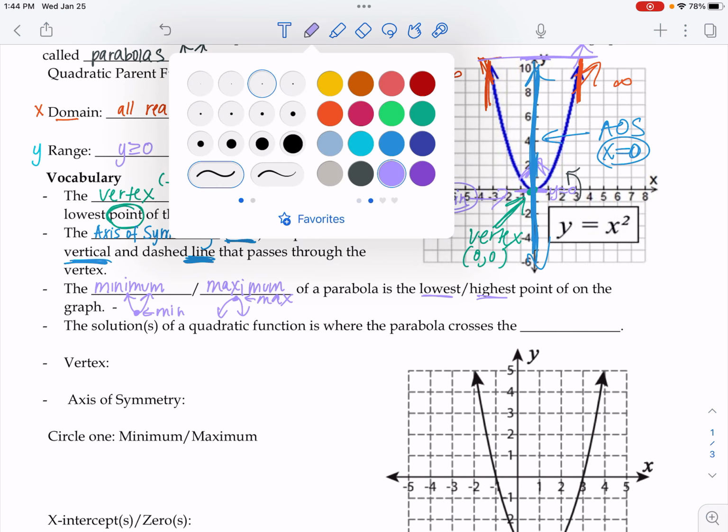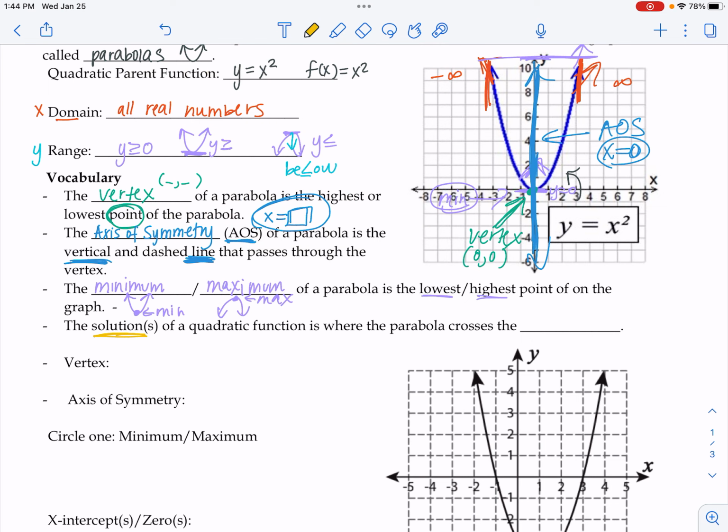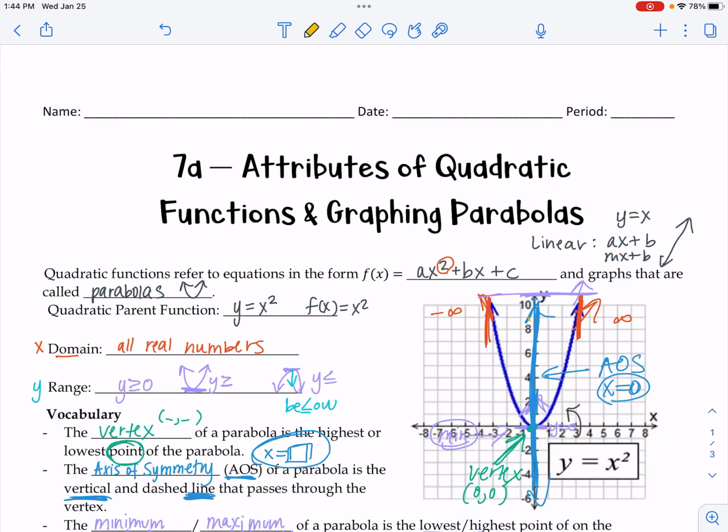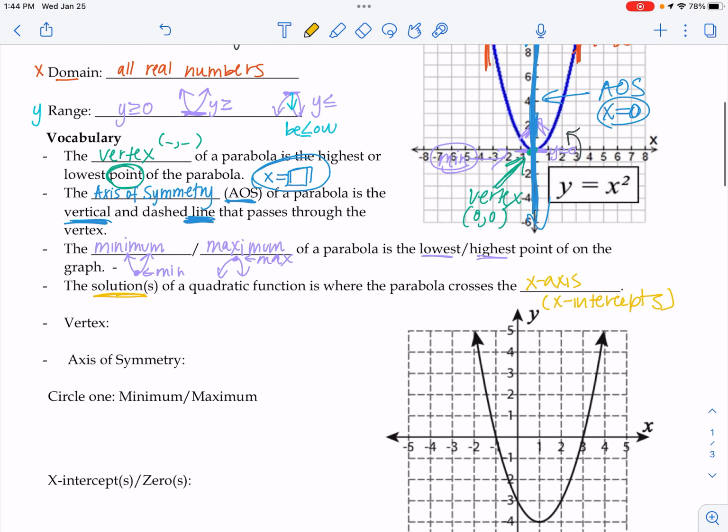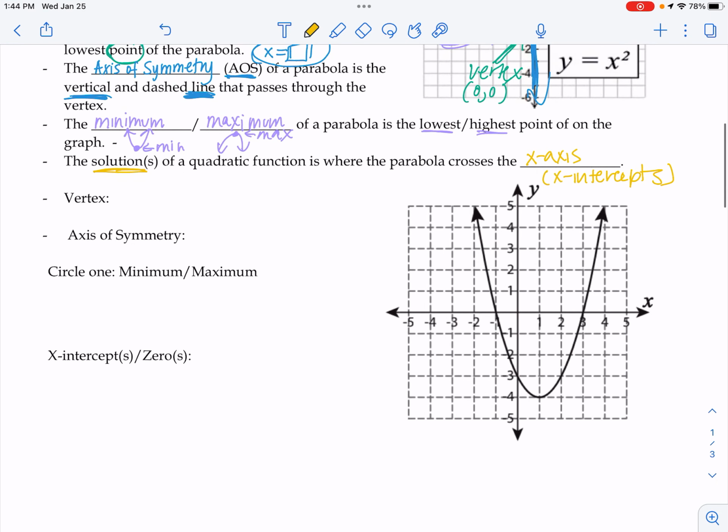All right, the solutions is where the parabola crosses the x-axis. We also call them x-intercepts. We actually have 4 different names. We'll talk about that later. X-intercepts. Okay, and so let's look at our first example.